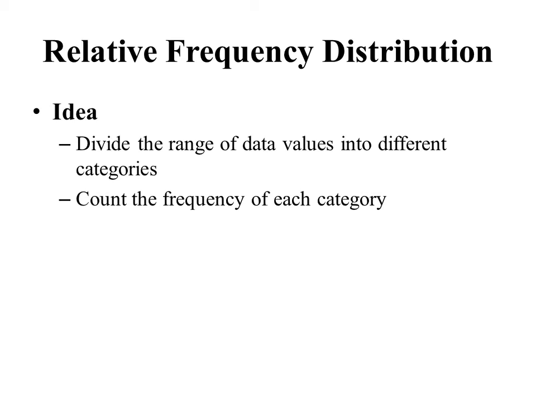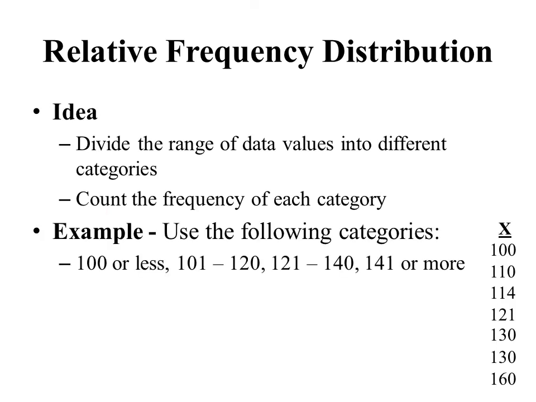So the basic idea here is that we're going to take the range of data values and divide them into different categories. And then we're going to count the frequency of each category. For instance, let's take the same set of data that we've been working with, and let's use the following categories. We're going to use 4 different categories: 100 or less, 101 to 120, 120 to 140, and then 141 or more. Now you may be asking yourself, where did those different categories come from? Well, there's no formula for calculating them. They're just the categories that we chose to use.